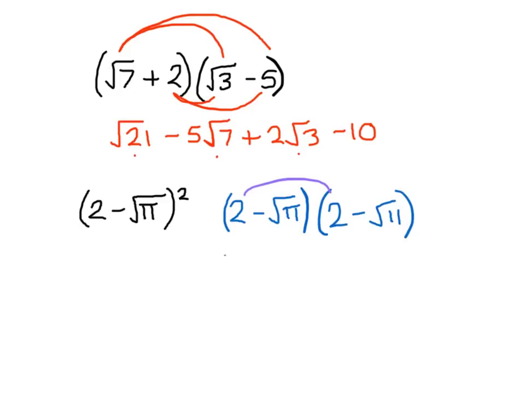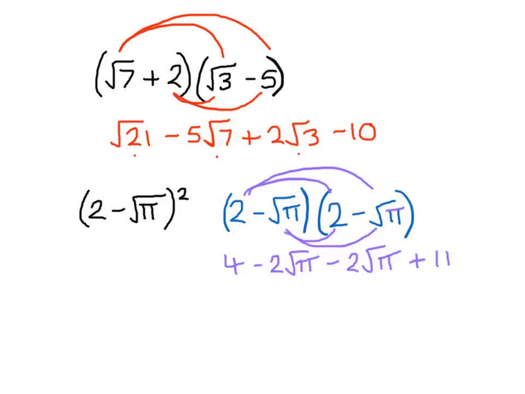2 times 2 on the front will give me 4, and 2 times minus the square root of pi will leave me with minus 2 root pi. Minus the square root of pi times 2 leaves me with another lot of minus 2 root pi. And then on the end, minus the square root of pi times by minus the square root of pi leaves me with just pi.